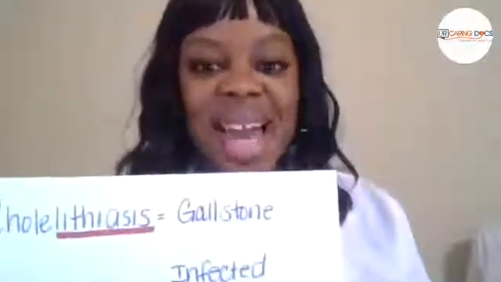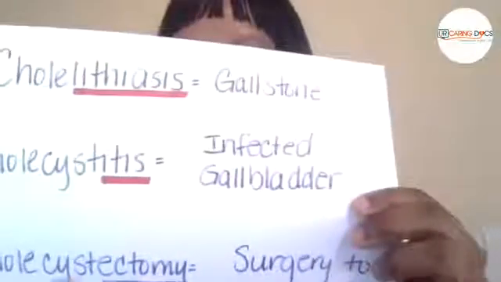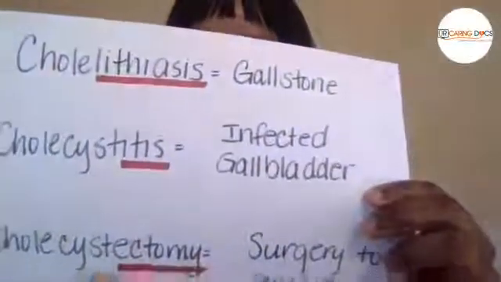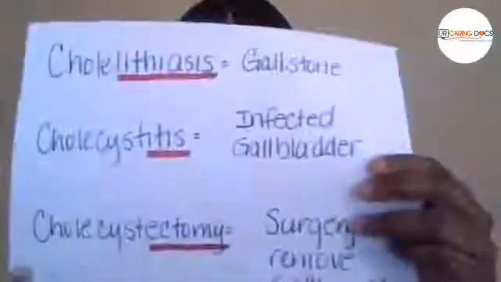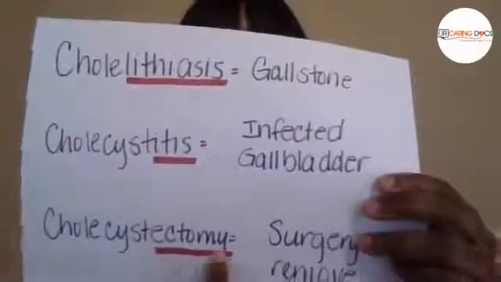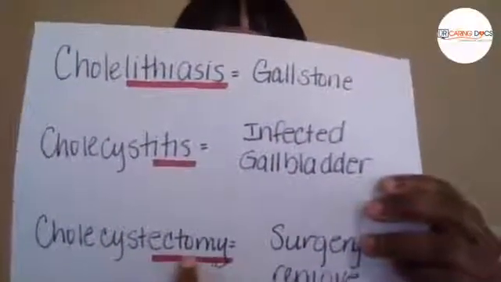Now, if your gallbladder is infected, you're going to need to get it removed. And that last term is called cholecystectomy. Ectomy means that we're going to remove the gallbladder, right? The removal of the gallbladder. So this is the surgery to remove the gallbladder. I hope we do understand what's going on.